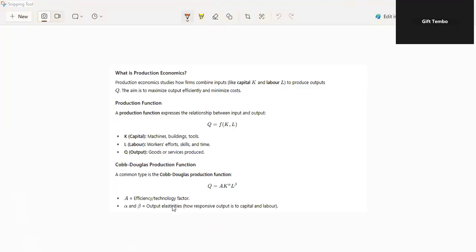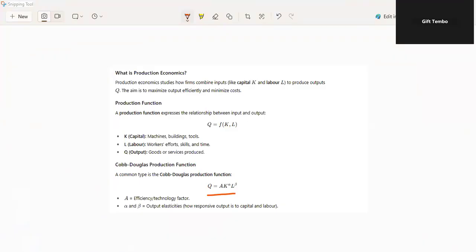So A stands for efficiency or the technological factor. The exponents are simply the elasticities, how responsive output is. So this is what we call the Cobb-Douglas function. So that is what we are going to use now to calculate efficiencies.